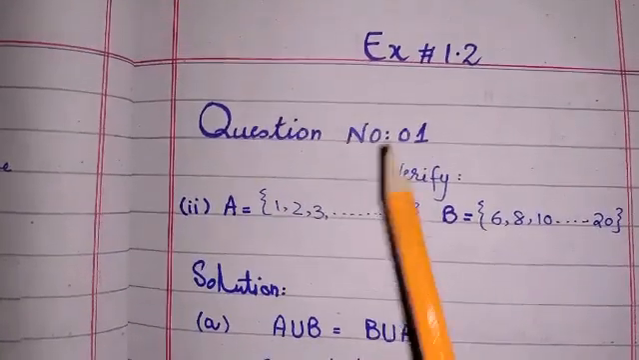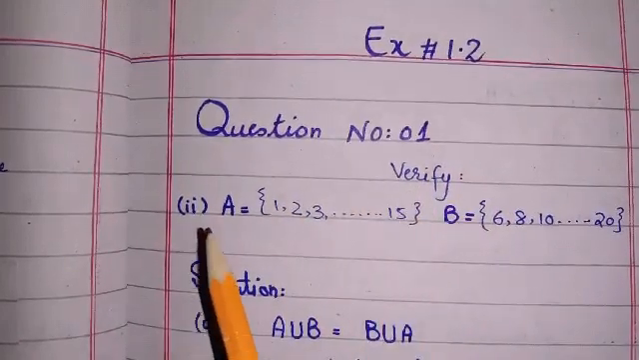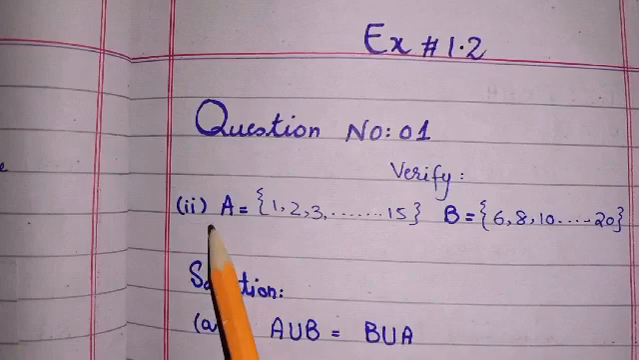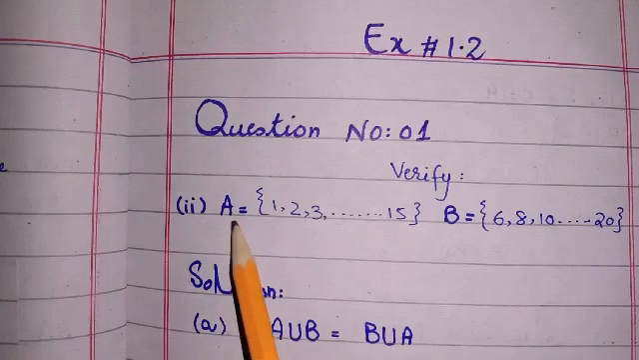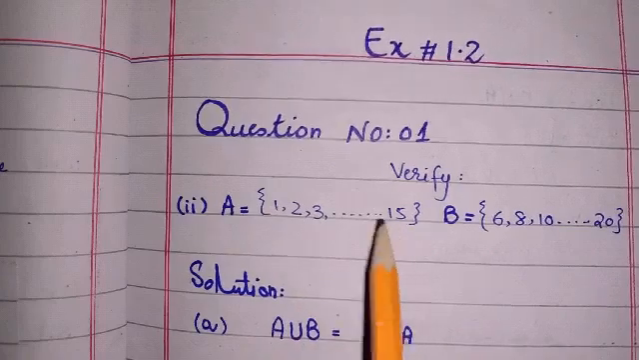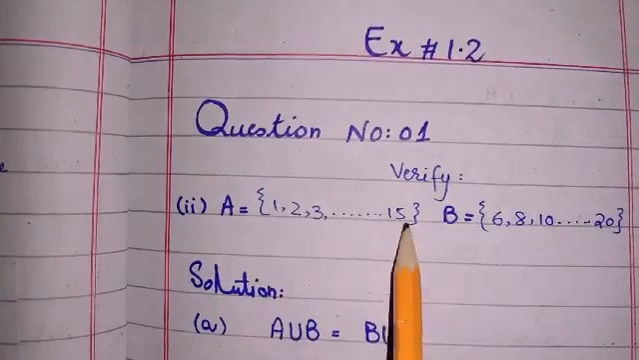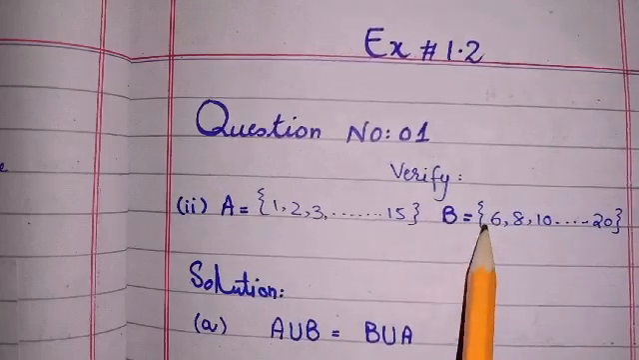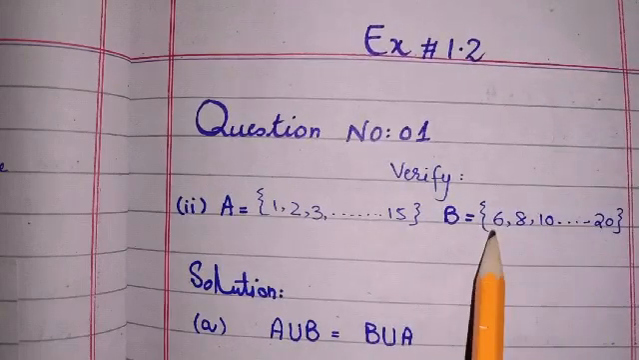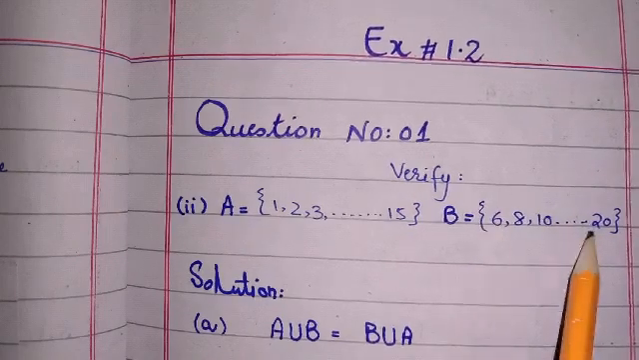Now students, here is our exercise number 1.2 and question number 1. Verify. Students, we are going to solve our second part. In this part they gave us two sets A and B. In set A we have elements 1, 2, 3 up to 15. It means set A contains the natural numbers from 1 to 15. And in set B we have 6, 8, 10 up to 20. It means in set B we have even numbers from 6 to 20.